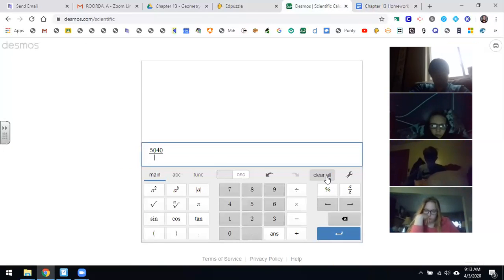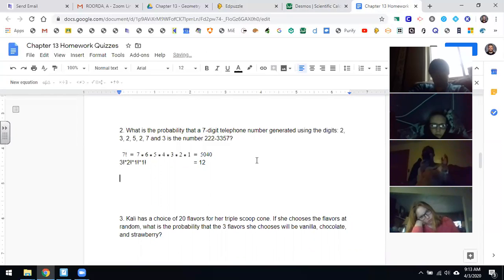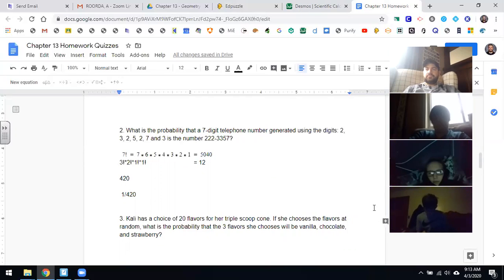So 5,040 divided by 12 is 420, right? So that means that there are 420 combinations of these 7 digits that will make this work. So the chance of getting this specific number right here is 1 divided by 420. Which is actually kind of interesting because I think that's the same number that was in the video too.